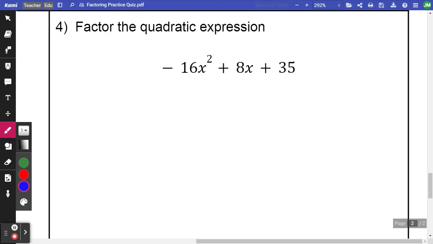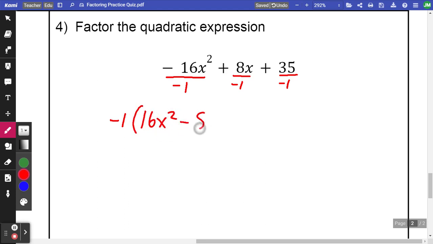Alright, number 4. We have -16x squared plus 8x plus 35. And the first thing I'm going to do is divide out the negative because I want to have a positive a term. So all these divided by -1. And that's just going to change the sign on all these. So on the outside I have -1 and have 16x squared minus 8x minus 35.